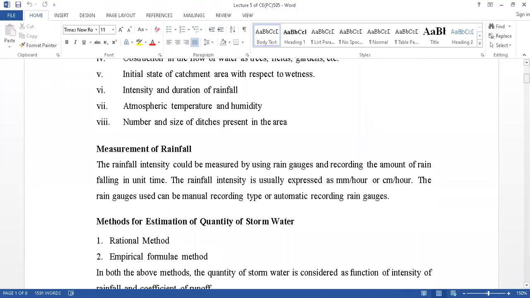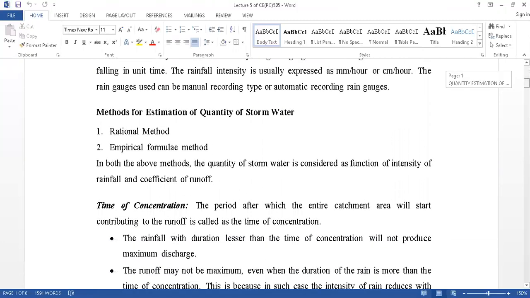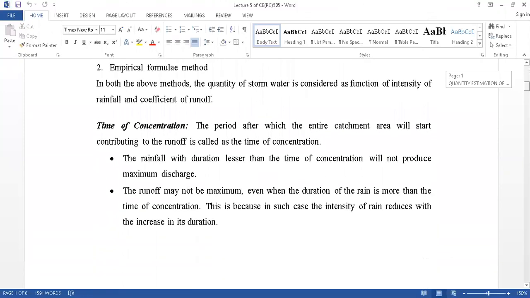Then we have seen how the rainfall is measured, and the mechanism of estimation of the stormwater. Two methods we have seen, the rational and the empirical, and a very important topic without which the stormwater runoff cannot be found: the time of concentration. Why is it so important? Because it is the time after which the entire catchment area starts contributing to the runoff.